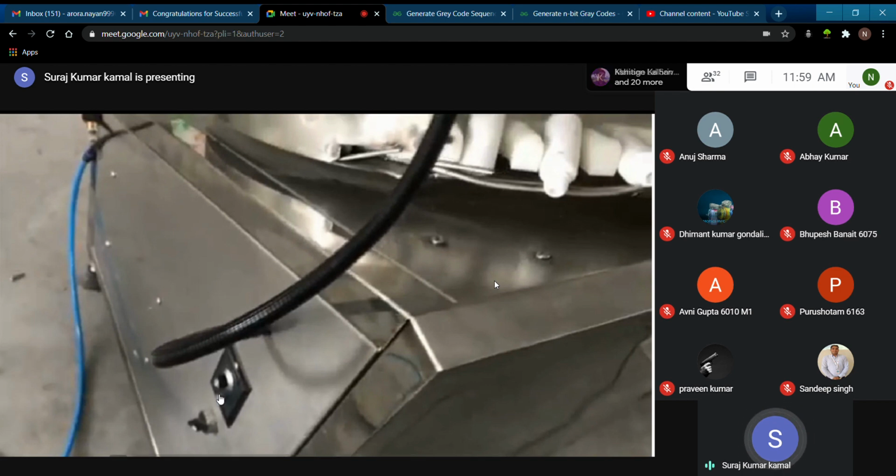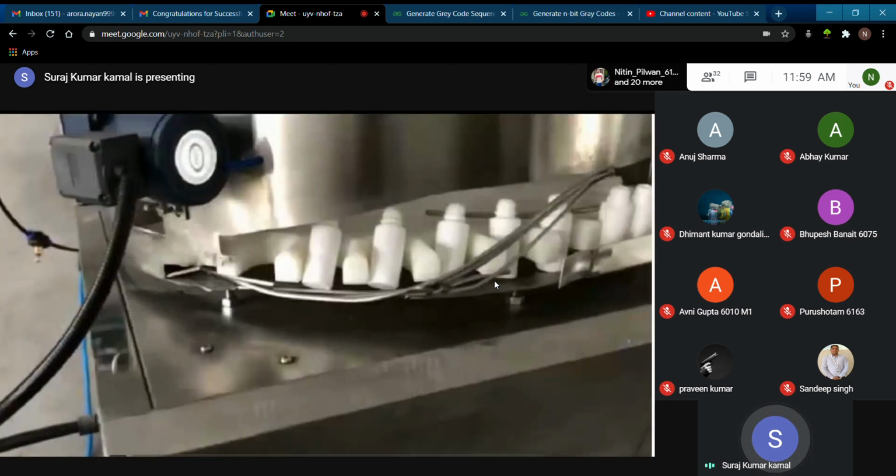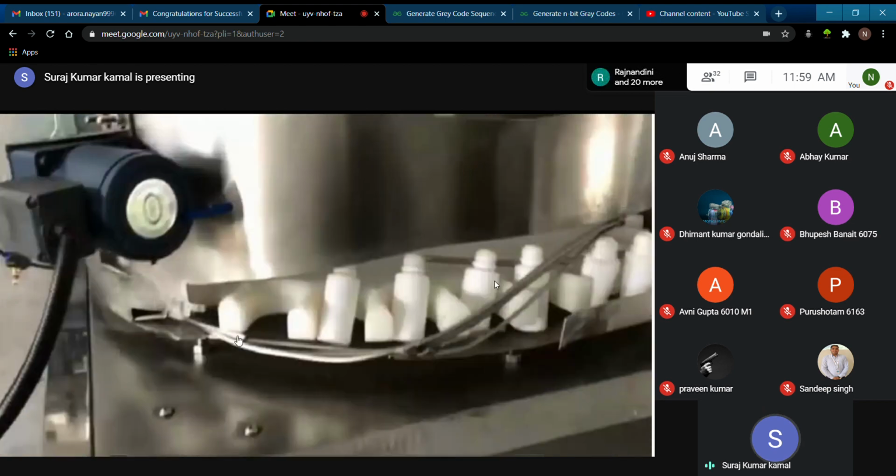Here you can see there is a button which will turn on the system. Actually, it will give a command to the motor or conveyor belt. Here you can see a conveyor belt which will be moving the bottles over here. And here it will do two things. One, taking the bottles upward. And the other thing is it will do the inspection.